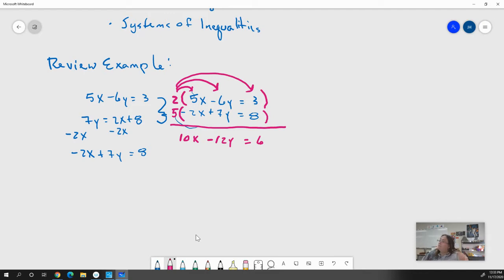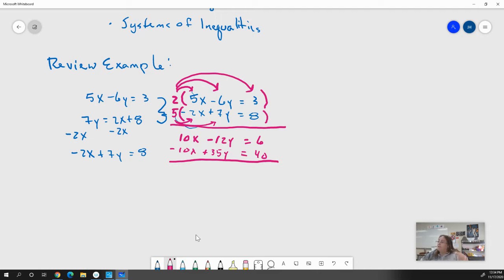And I'm going to do the same thing with the 5 here. I'm going to go 5 times negative 2x is negative 10x. 5 times 7y is plus 35y. And 5 times 8 is 40. And the whole idea of this is that now I can add these two equations together and I don't have a value for x. So I can go ahead and solve it for y.